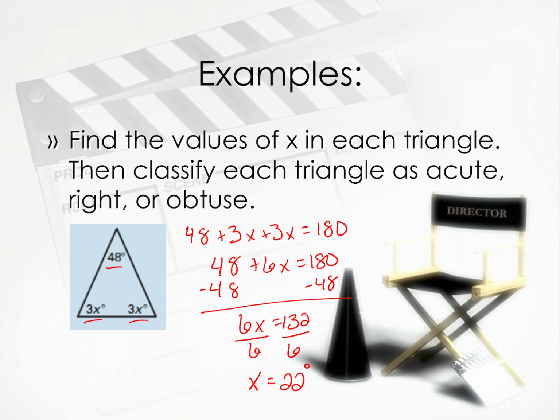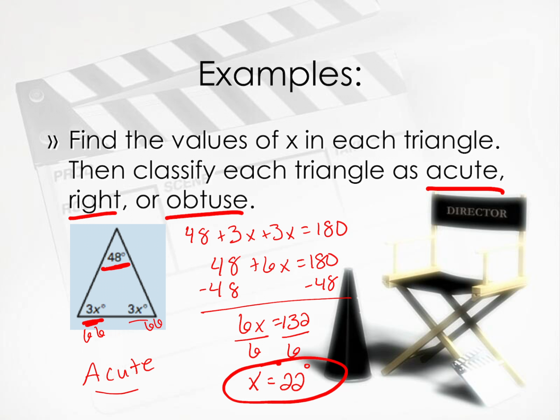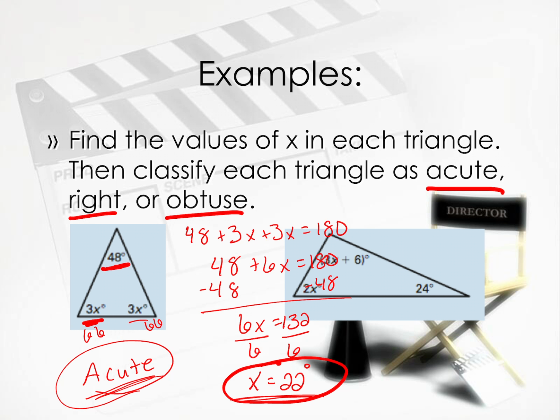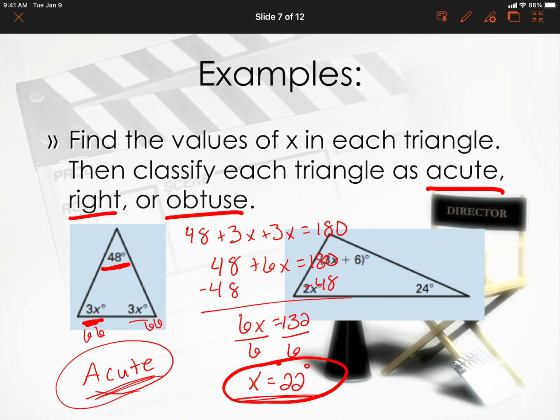So if we solve for x, there's our x. And the other thing it wants is to classify the triangle as acute, right, or obtuse. Well, 48 is less than 90. If I took 3 times 22, that means this one's 66 and this one's 66. So that means that this would be an acute triangle because all our angles are less than 90. So you'll be asked to find the x, and you'll be asked to classify it. Let's look at another example.